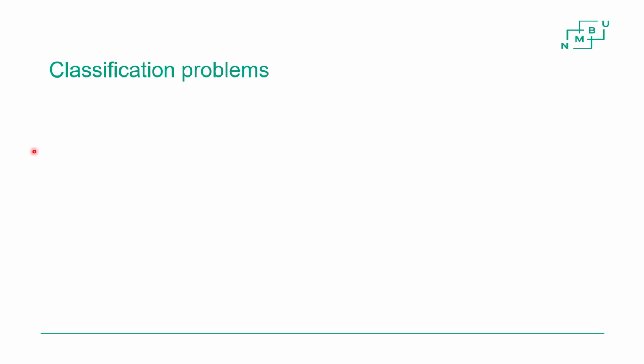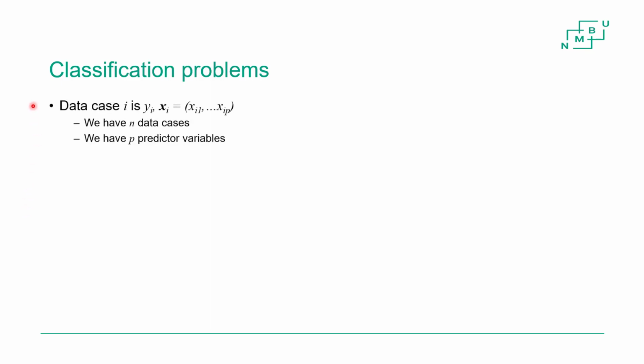So, classification problems, what are we talking about here? First of all, data. Let's say we have data case number i, which is some response y_i and some predictors x_i, and we have p predictor variables. We have n data cases, so this is just one of them. We can again think of it as a data table, where the response is one of the columns and the predictors are some other columns.